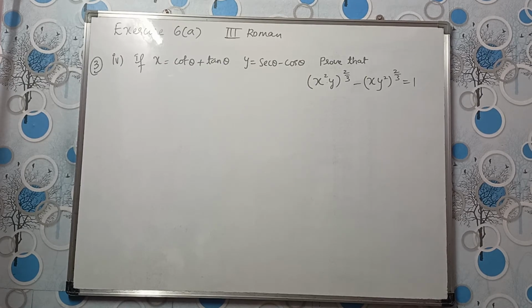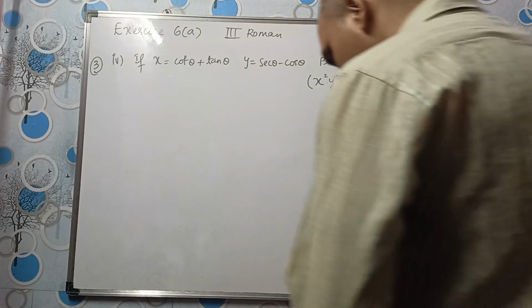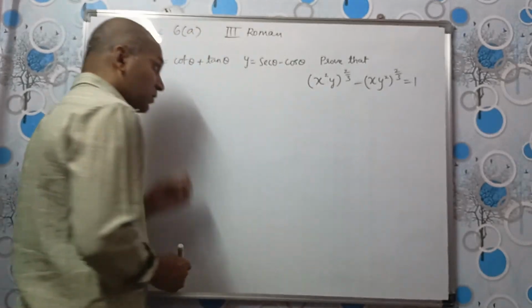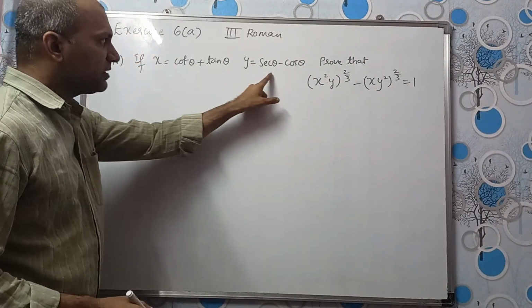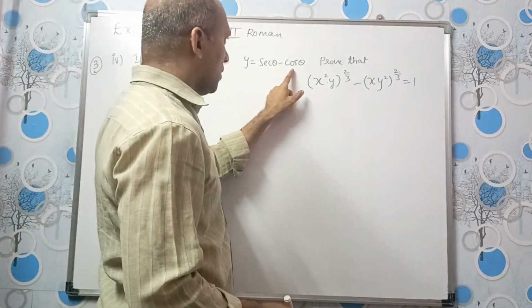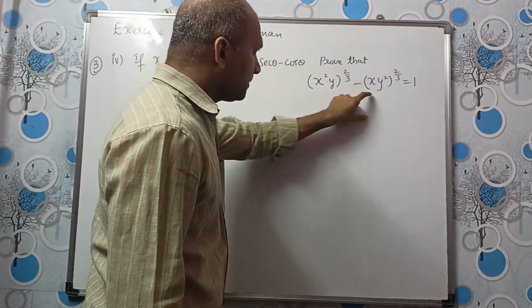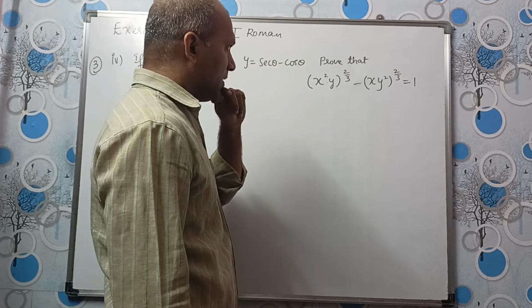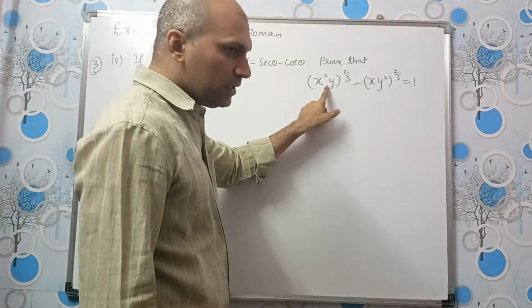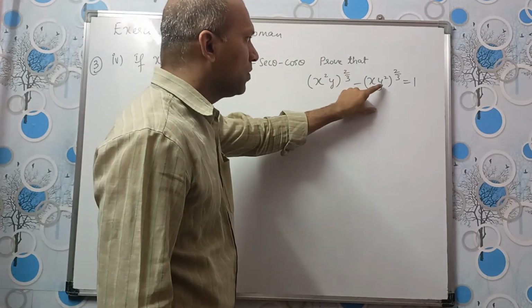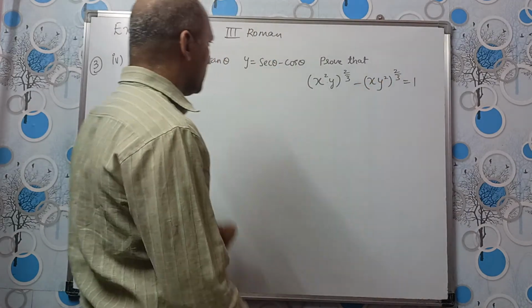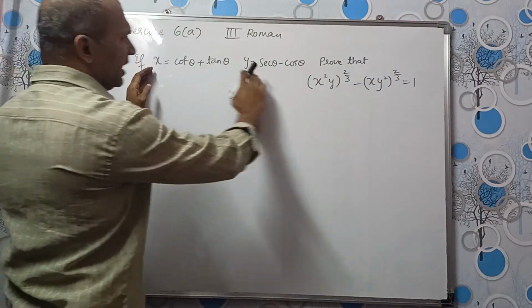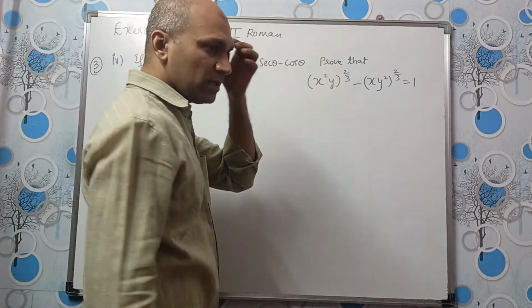Okay. We have an interesting problem here. This will be the last problem in this video. If x is cot theta plus tan theta and y is secant minus cos theta, prove that x square multiplied by y power 2 by 3 minus x y square power 2 by 3 is equal to 1. In some books this is given as, eliminate theta, we'll get the same part.